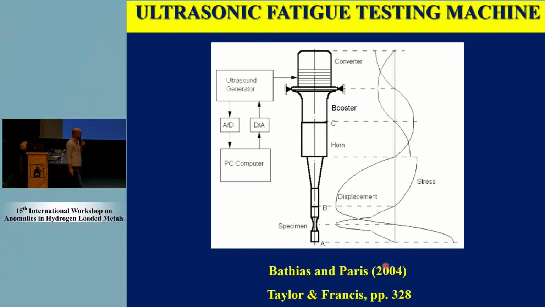In the present experimental campaign, an ultrasonic fatigue testing machine was used. Here you can see the main components of an ultrasonic fatigue testing machine. First of all, we have this ultrasound generator, which provides an electric signal with a frequency of 20 kHz. Then we have the converter, the piezoelectric transducer. In this way, the electric signal is converted into a mechanical vibration with the same frequency, about 20 kHz. Then we have a booster and horn. The aim of the horn is to magnify the mechanical vibration provided to the specimen.